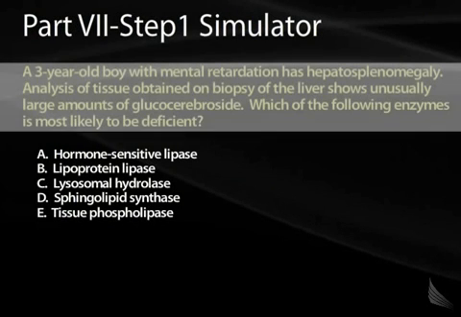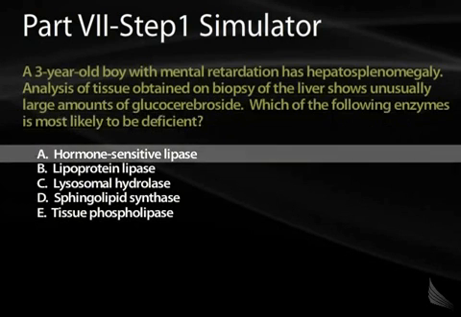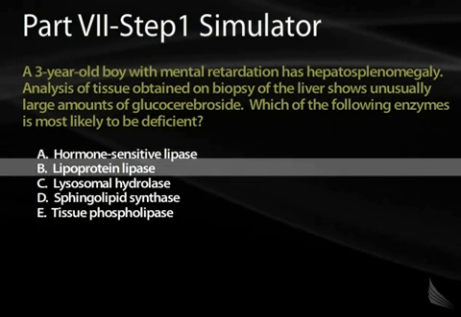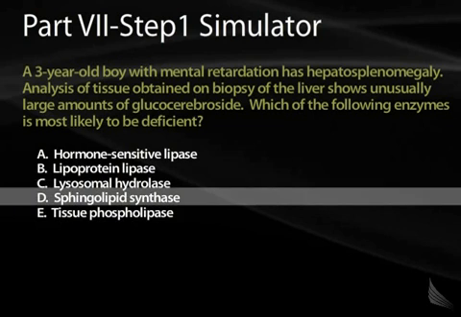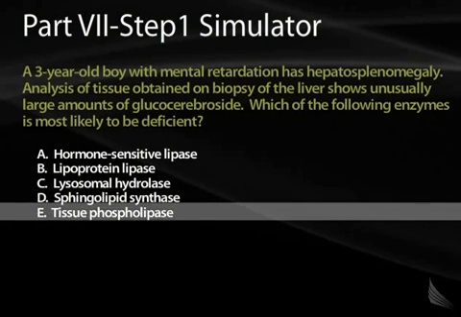So a question here. A 3-year-old boy with mental retardation has hepatosplenomegaly. Analysis of tissue obtained on biopsy of the liver shows unusually large amounts of glucocerebroside. Which of the following enzymes is most likely to be deficient? Is it A, hormone-sensitive lipase, B, lipoprotein lipase, C, lysosomal hydrolase, D, sphingolipid synthase, or E, tissue phospholipase?